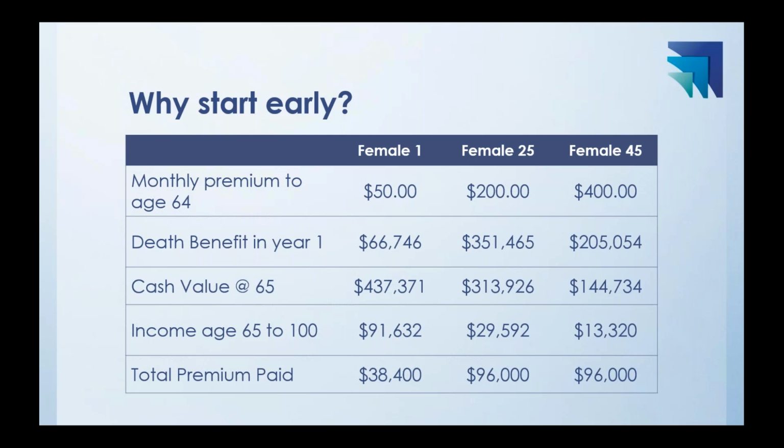So what happens if she would have started 20 years earlier? Let's look at the middle column. She's 25 at this point. She's putting in $200 a month. And what you can see is in day one, her death benefit is almost $150,000 more than if she waited 20 years. She's got a $351,000 death benefit. By the time she's 65, her cash value is almost $314,000.